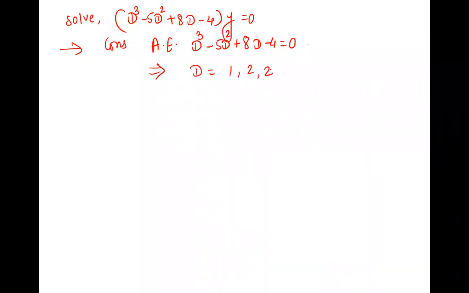Go to calculator. Go to degree. Degree is 3. A is 1. B is minus 5. C is 8. And D is minus 4. Okay, so x1 is 1, x2 is 2, and there is A again. Can you see that? Yes.